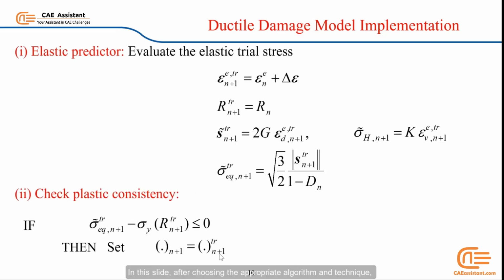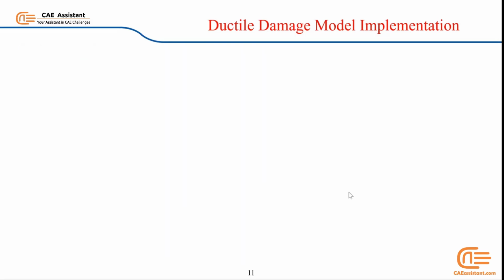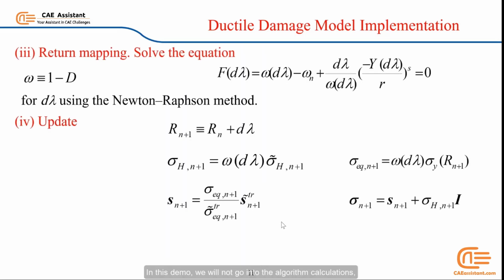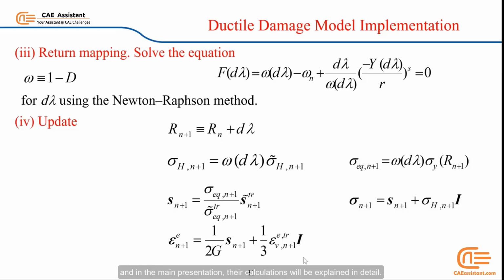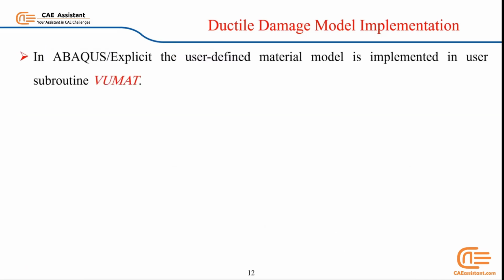In this slide, after choosing the appropriate algorithm and technique, its steps are explained and the relationships and conditions related to each step are given. In this demo, we will not go into the algorithm calculations, and in the main presentation, their calculations will be explained in detail. We can follow the formulation from the model that is in the references in this presentation.